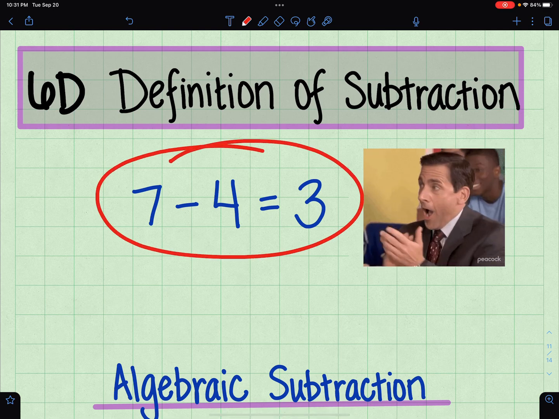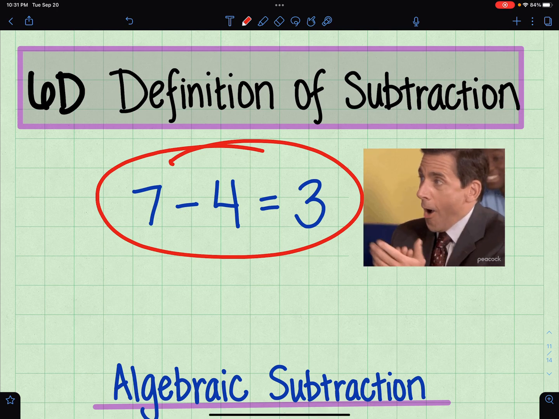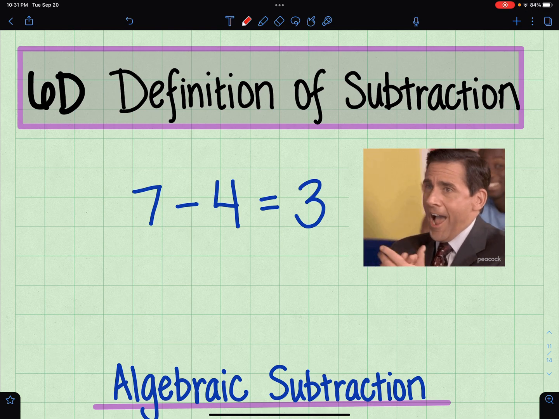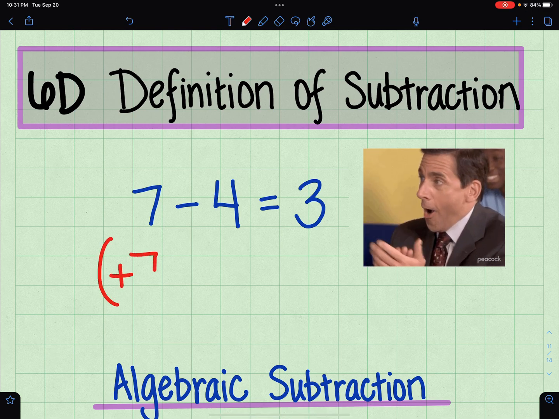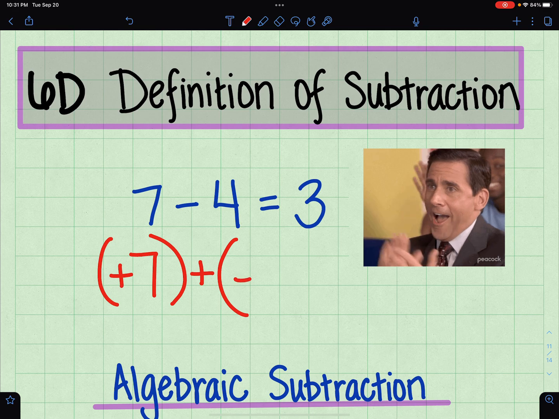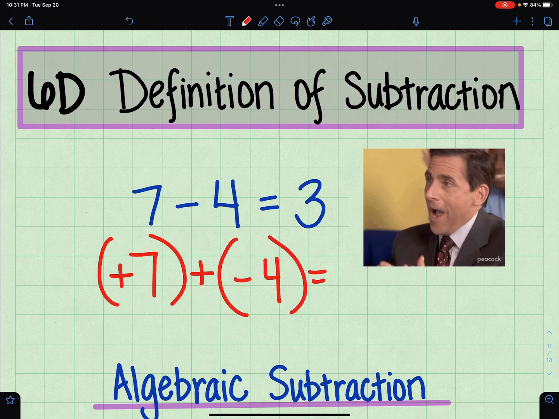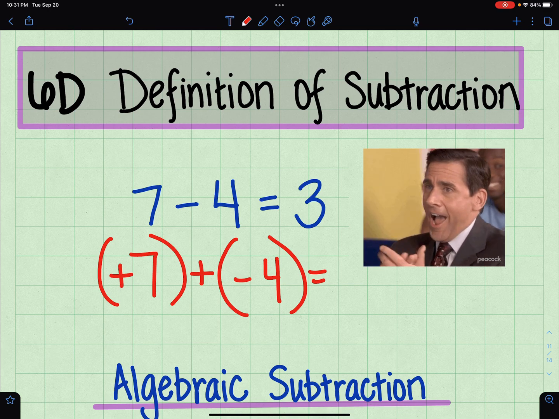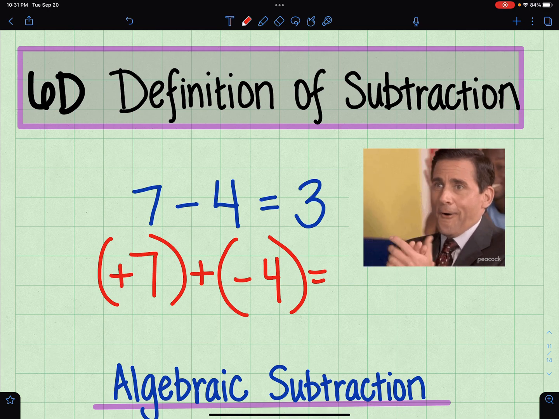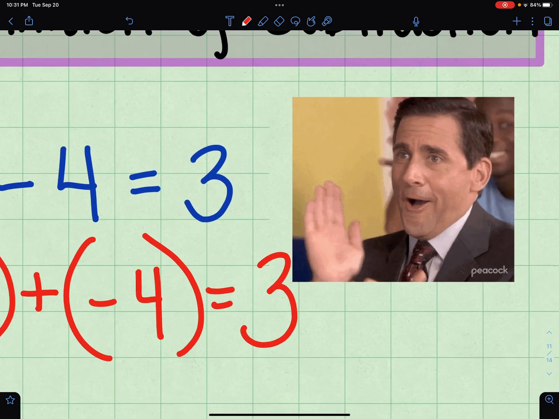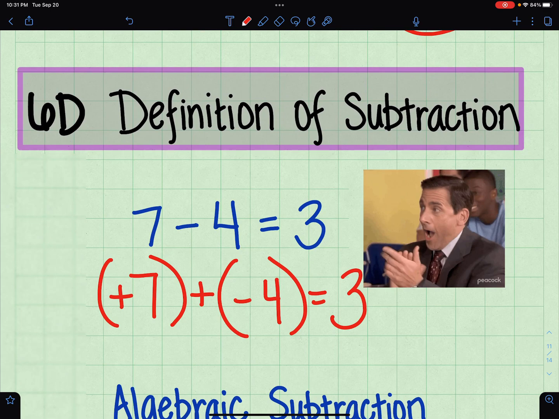Subtraction is usually this. 7 minus 4 is 3. But when we change it to sort of an algebraic way of thinking about it, we are going to change that to 7 plus -4. See, we're adding two numbers together. We turned subtraction into a positive. And when we do that and use rule number 2, we get the same answer, +3. Bam! Michael Scott is impressed. Are you impressed? No more subtraction.